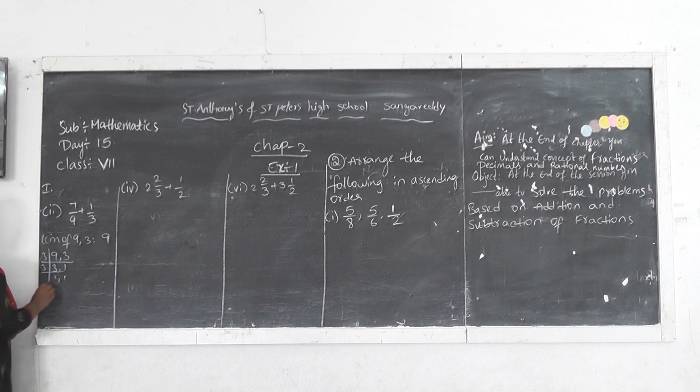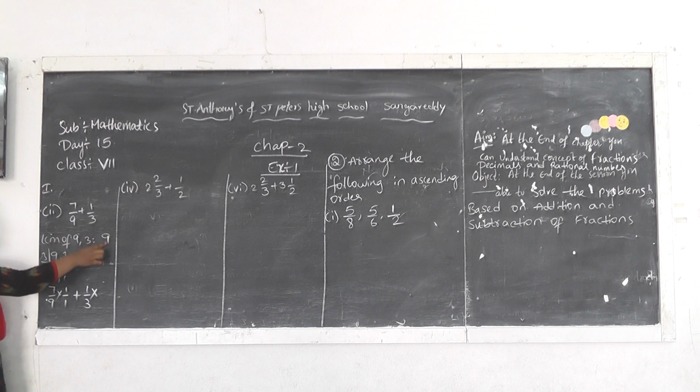Take first 7 by 9, multiplied by what? The LCM is 9. Observe the denominator, 9. 9 comes in the 9 table only one time, so multiply both numerator and denominator by 1. What is the operation here? Plus. Next, 1 by 3 multiplied by what? The denominator is 3. In the 3 table, 9 comes at 3 times, 3 3s are 9. So multiply both numerator and denominator by 3. 7 1s are 7, 9 1s are 9, plus 1 3s are 3, 3 3s are 9. 7 plus 3, how much?